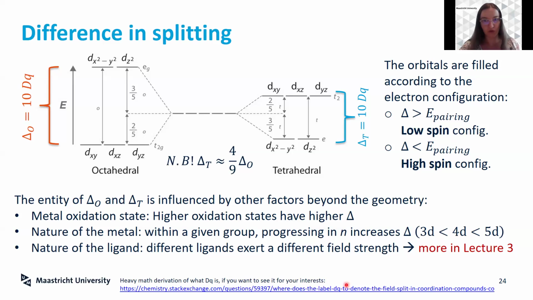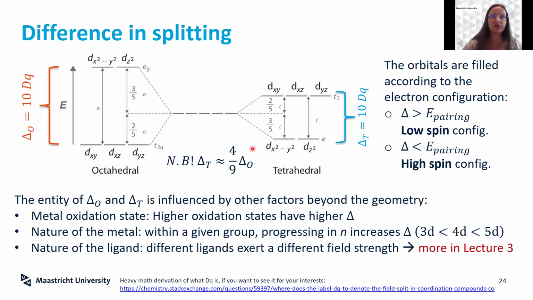This is for your own interest if you're very mathematically inclined. Otherwise, you know that this is a quantum mechanically derived split. So when you define Dq, you just refer to all the constants already calculated, then you can just use it as this is your 10 Dq. You can fraction it depending on where you are occupying things.